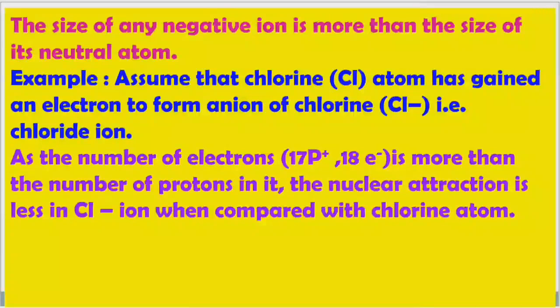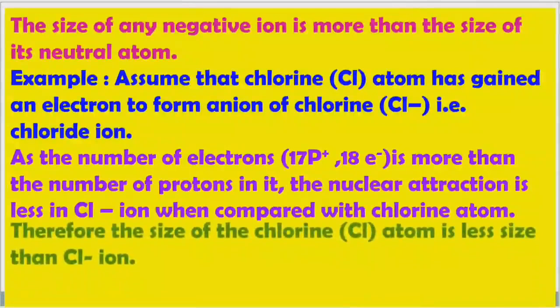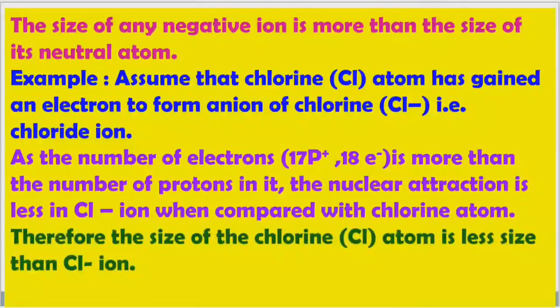The nuclear attraction is less. The number of electrons is more, the number of protons is less. The nucleus contains protons, and electrons revolve around the nucleus. So it contains fewer protons. That's why nuclear attraction is less in the chloride ion when compared to the chlorine atom. Therefore, the size of the chlorine atom is less than the chloride ion. The size of the chloride ion increases.